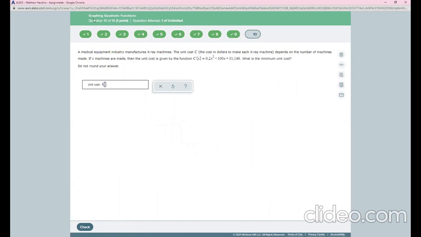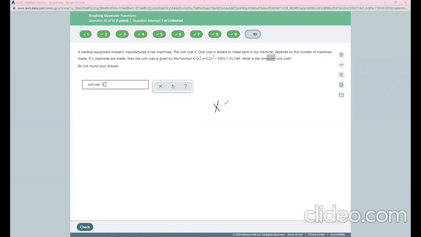All right, our last problem here is a word problem, but they give us the equation, and it says, what is the minimum cost? So we were talking about X-ray machines and the cost. It says X is the number of machines, and C, or the Y value, is the cost. So we're trying to find the minimum cost. That's telling us we are trying to find the vertex's Y value. The first thing we need to do is find the X coordinate of the vertex. So that's going to be how many machines they make where the minimum exists.